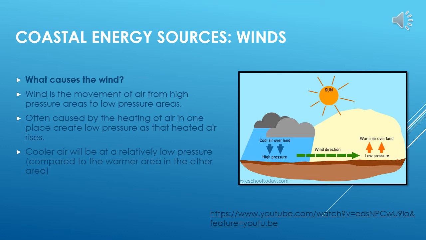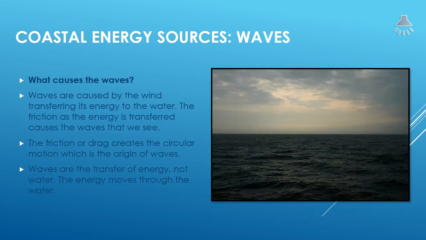So wind is the movement of air from high pressure areas, usually over the sea, to low pressure areas, usually on land, and this is why it's usually windier at the coast than it is anywhere else in the country.